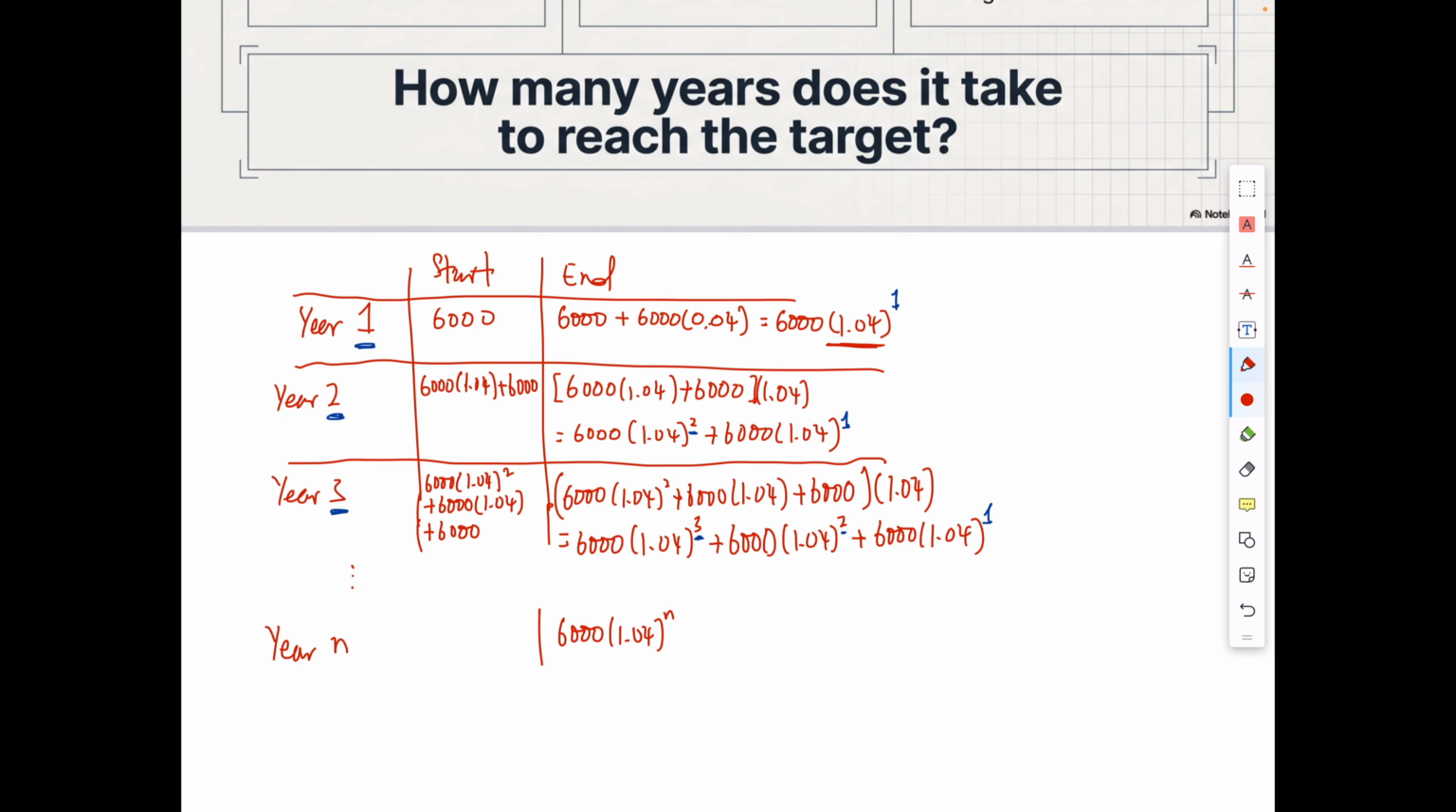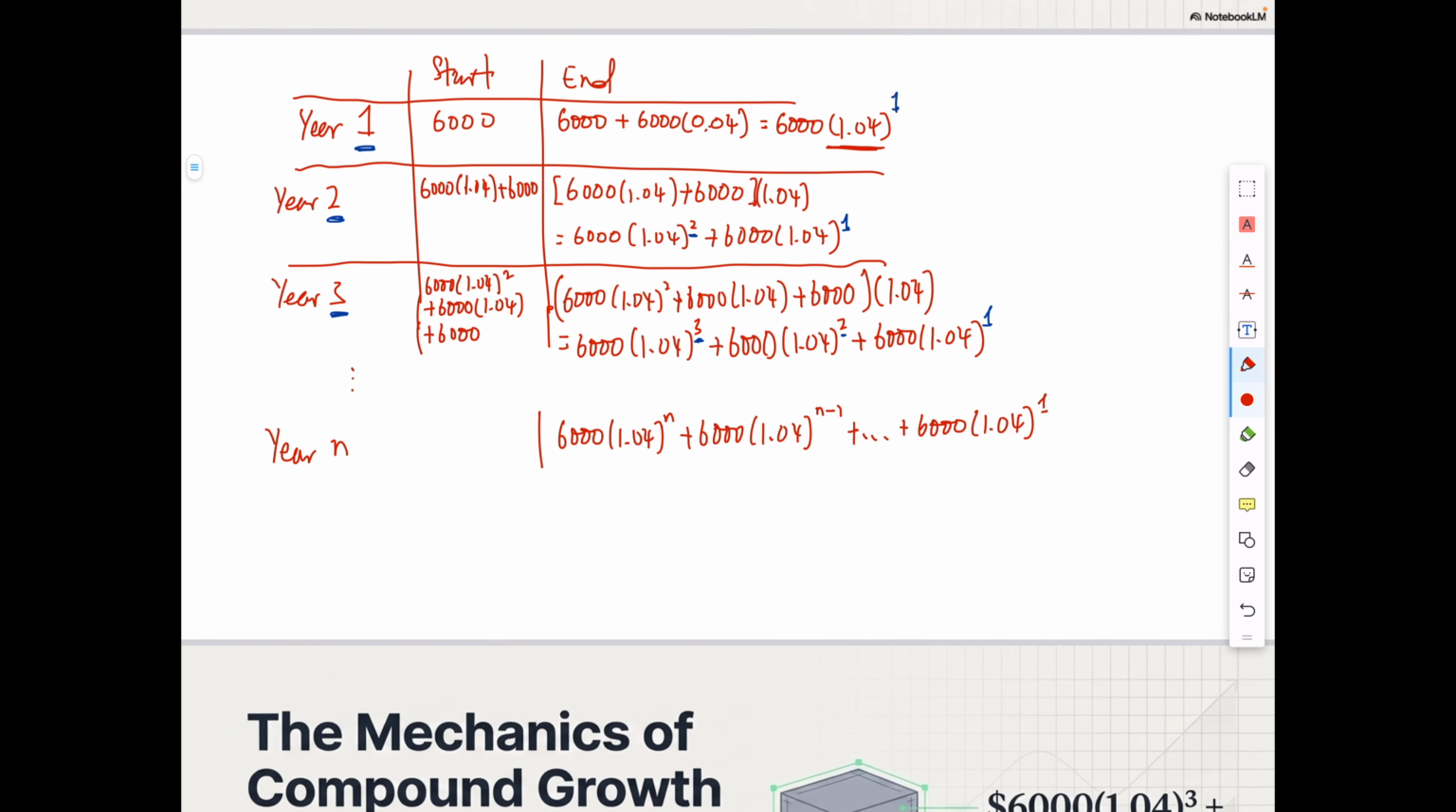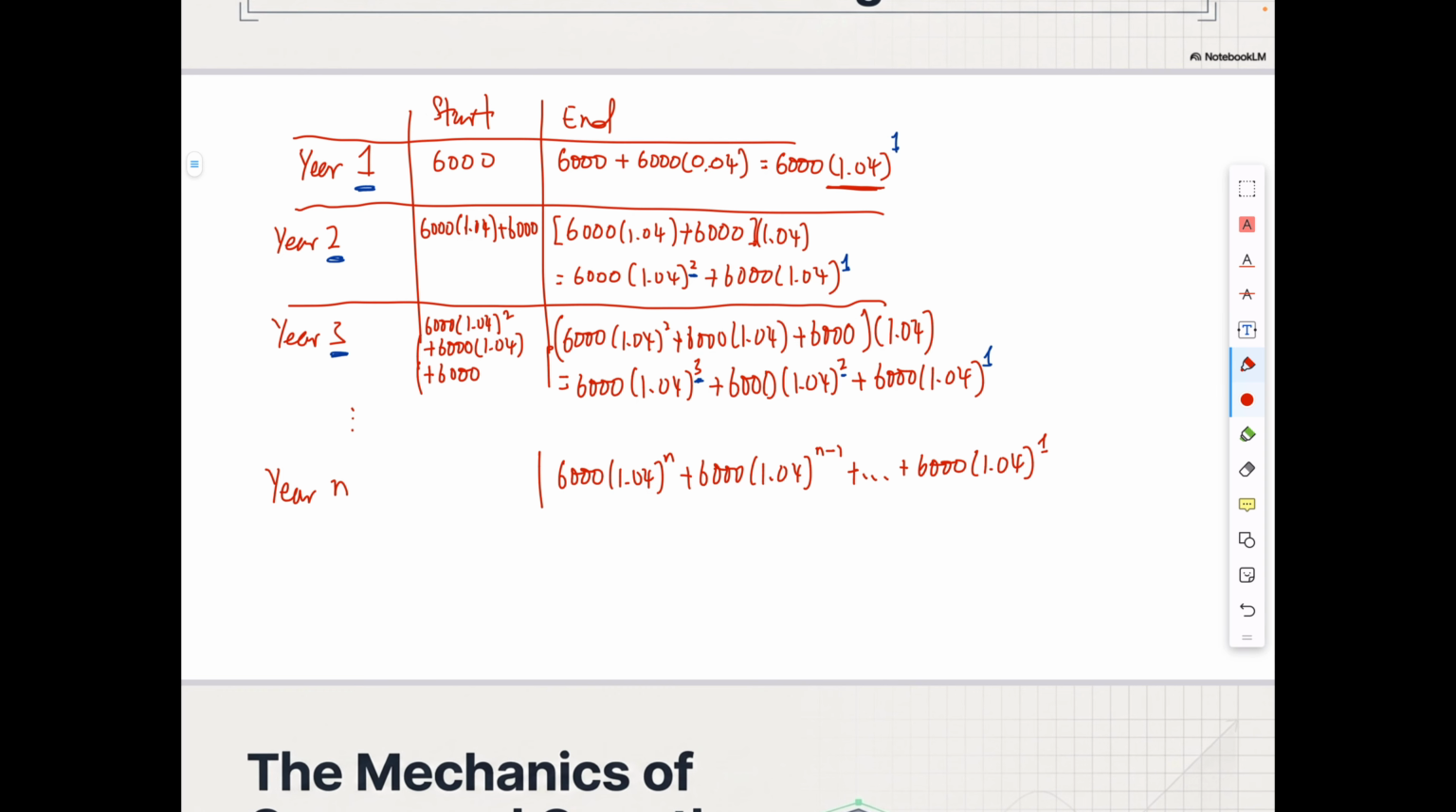Because when it's year 3, I start with 3, and when it's year 2, I start with 2. So if it's year n, I will start with n, and I will get a decreasing power of n minus 1, n minus 2, all the way to 6,000 times 1.04 power 1. So this is what we call a geometric progression.